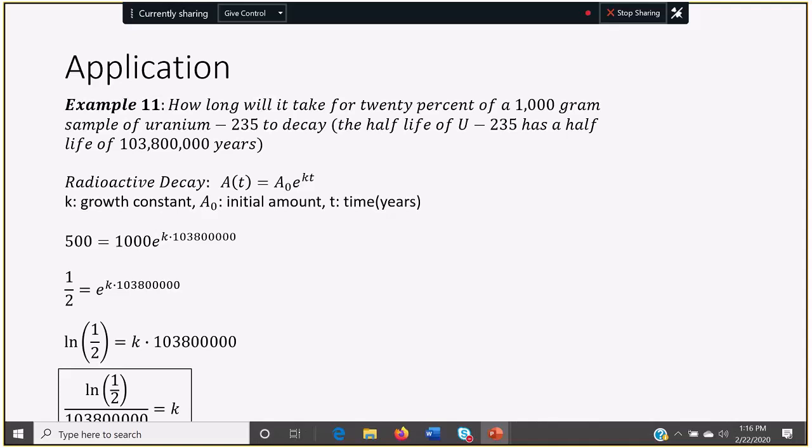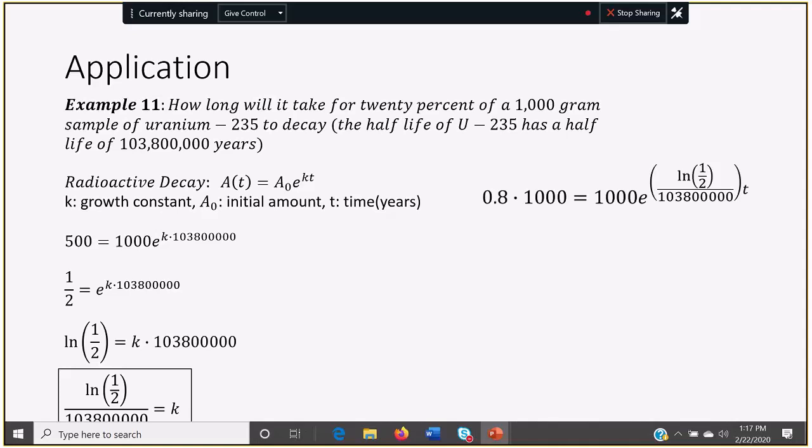So now that I have my k, I can start to answer my question. I want to find when 20% of my sample of uranium has decayed. In this case, my initial amount's still the same, I'm starting with 1,000 grams, and now I'm trying to find time. I have my growth constant here. It's kind of a gross thing that maybe could use some simplification, but I have my growth constant now. And I know that I will want 20% of my original material.